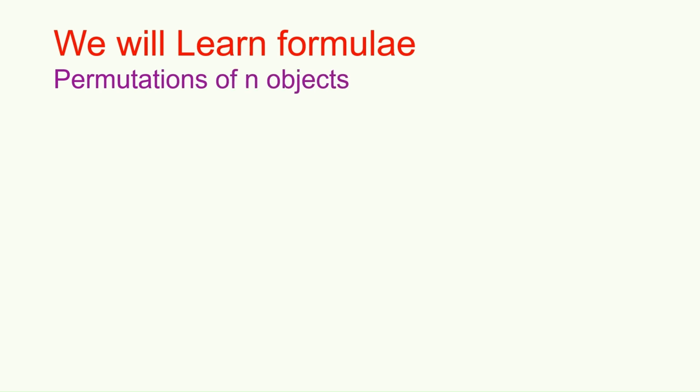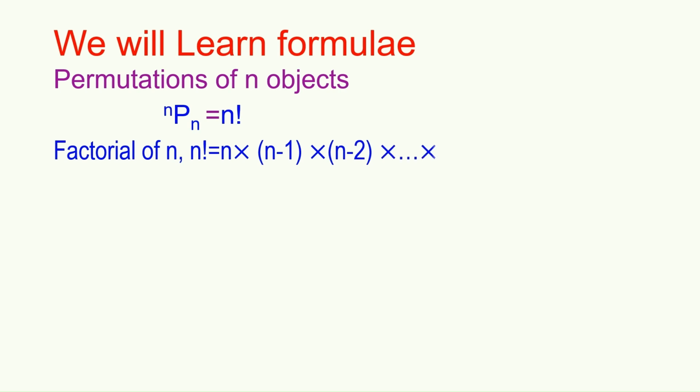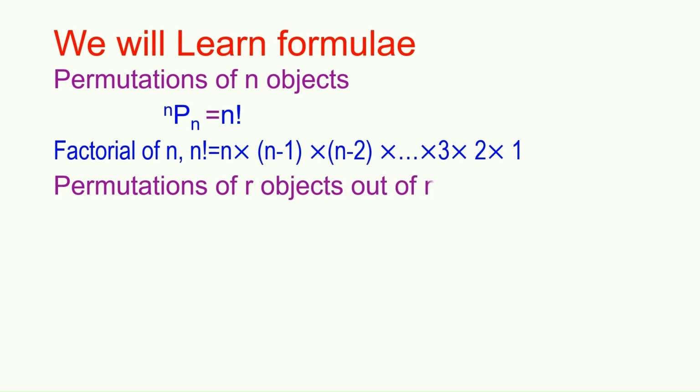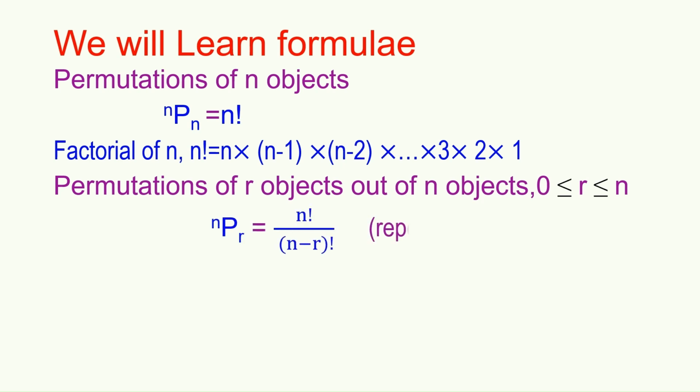The permutations of n objects: nPn equals n factorial. Factorial of n equals n times n minus 1 times n minus 2 and so on, times 2 times 1. Permutations of r number of objects out of n number of objects, where 0 is less than or equal to r, which is less than or equal to n.